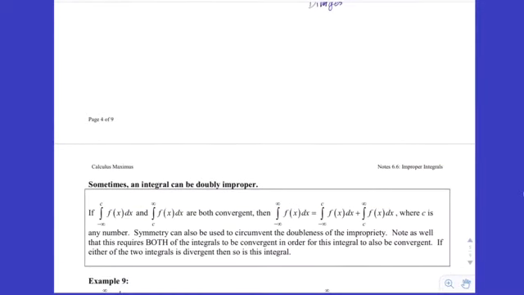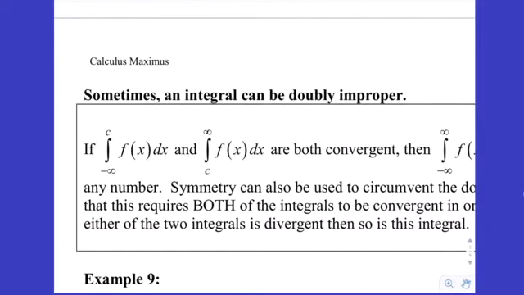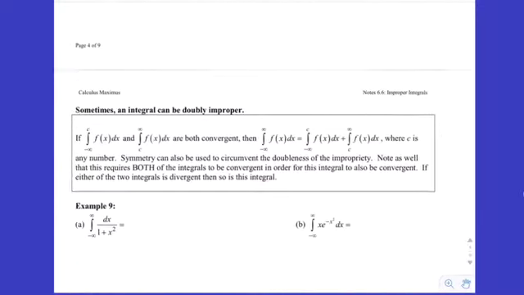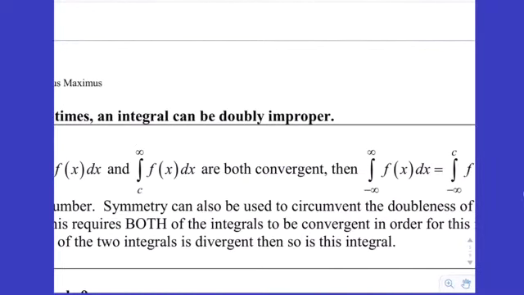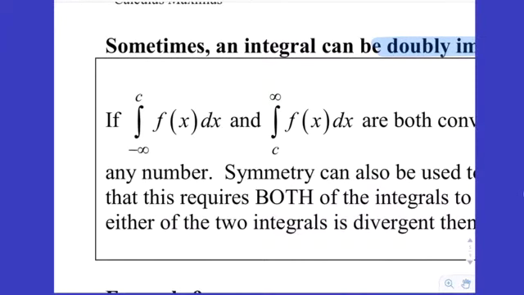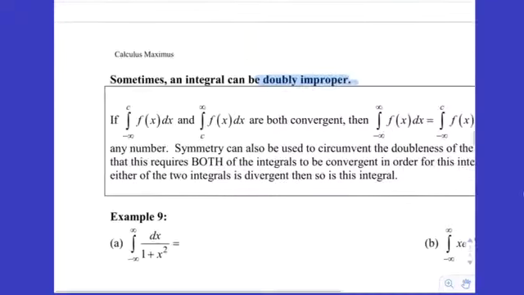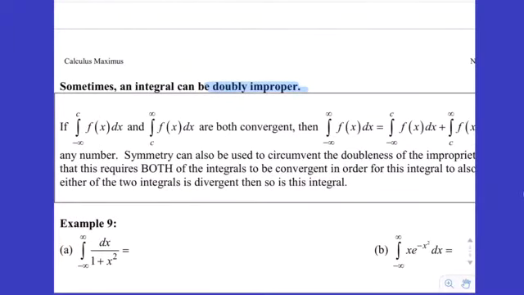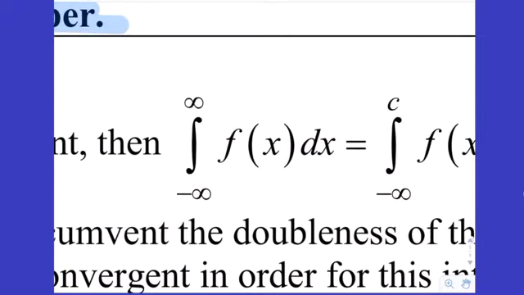Okay, so sometimes an integral can be doubly improper. Are we already there? Yeah, doubly improper. We talked about what that meant yesterday. I won't repeat it. So in this case, doubly improper is not necessarily, well, we'll just go with it. That's what it says. So if the integral from negative infinity to c and the integral from c to infinity are both convergent, then what can we say about the integral from negative infinity to infinity?